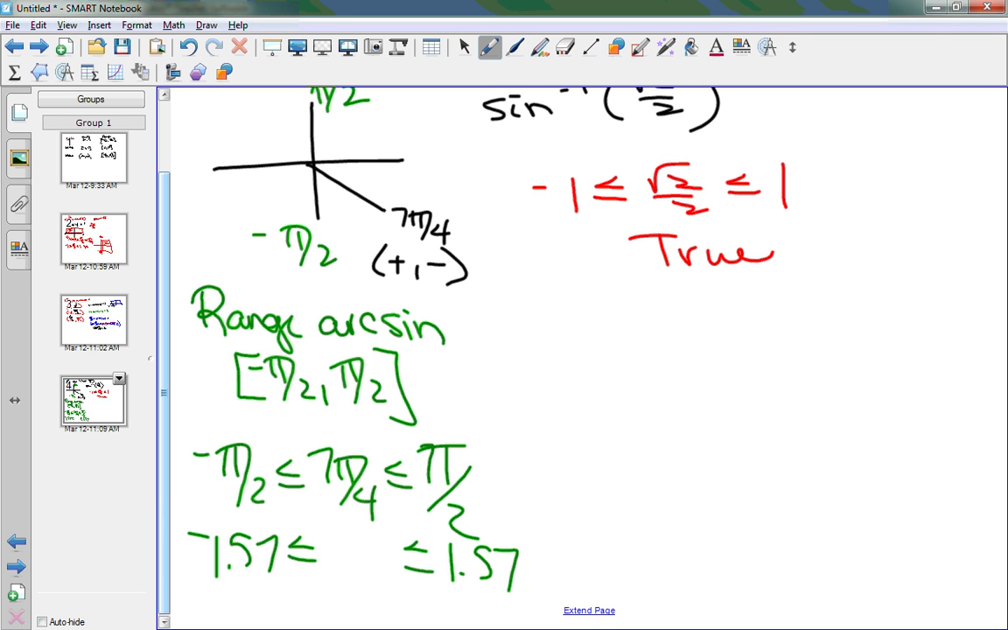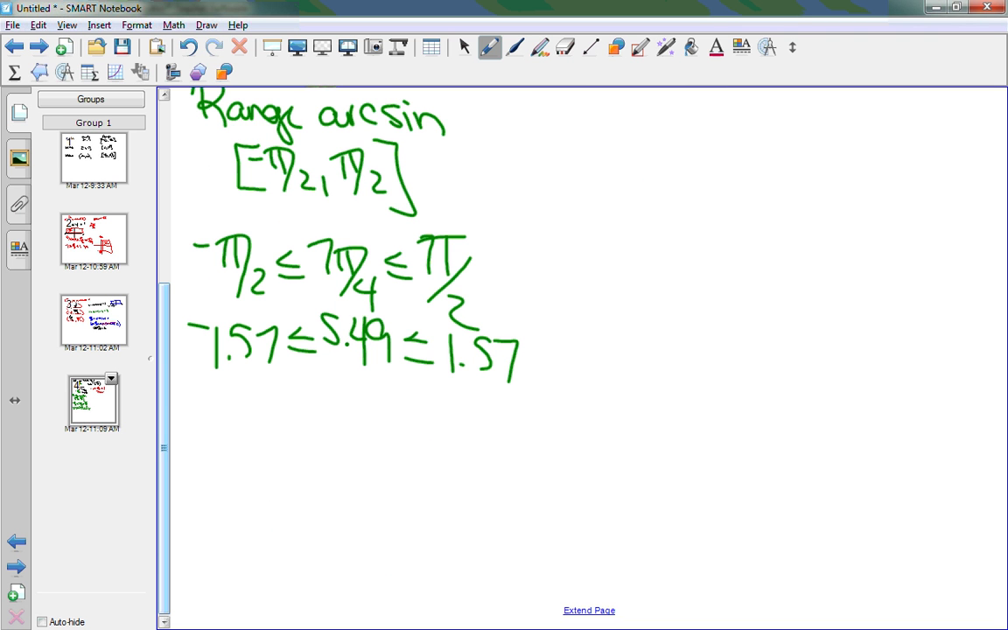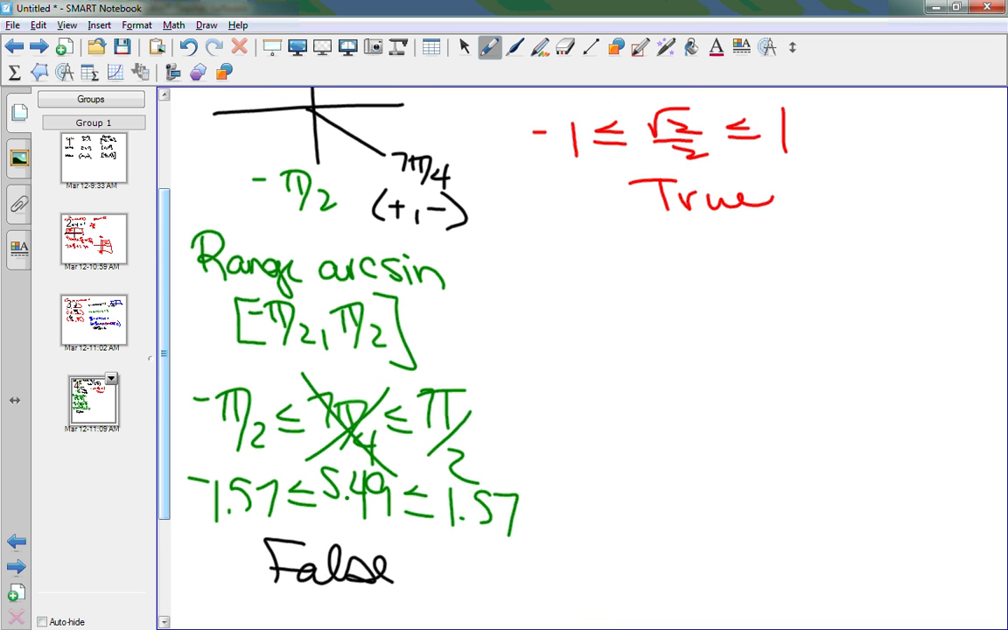In your calculators right now, I want you to give me the decimal equivalent of 7 pi divided by 4. It's 5.49. Is that a true or a false statement? This is a false statement. Do we understand that? Because that's a false statement, it is in the correct quadrant. But can I find another angle in that quadrant that would have exactly the same sine and arc sine value? Yes. I cannot use 7 pi over 4. So I cannot simply cancel out the sine inverse and the sine, can I?